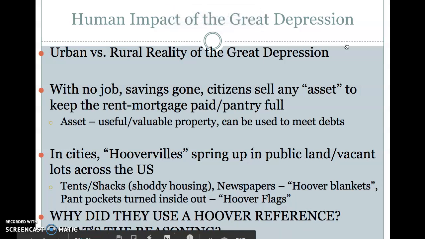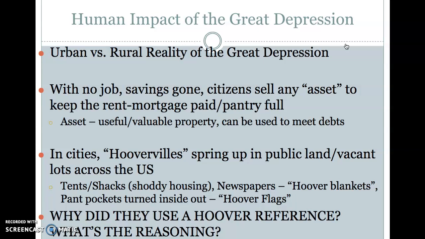Urban versus rural reality of the Great Depression. With no jobs and savings gone, citizens sell any asset to keep the rent and mortgage paid, and to keep their pantry full. Any useful, valuable property can be used to meet debts. Cars, radios, washing machines. Usually these are bigger things that you can sell.